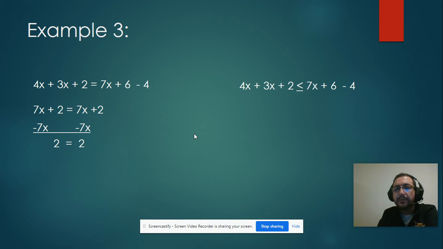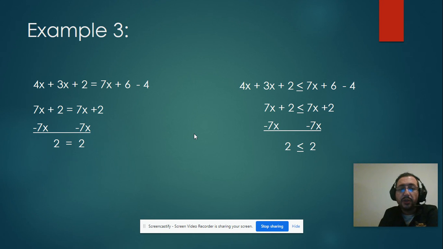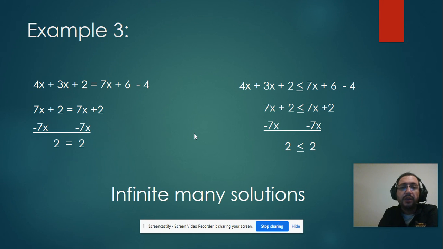And we have the same example using the inequality sign, and 2 is less than or equal to 2. That statement is also true. So when the statement is true and we don't have a variable, then we're going to say we have infinitely many solutions. So these are the three examples of the three possible outcomes that you may see when you're solving equations or inequalities.